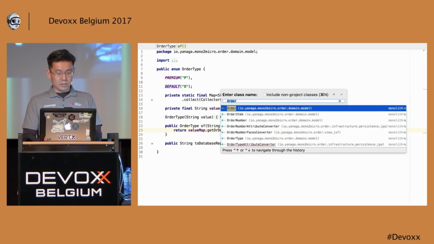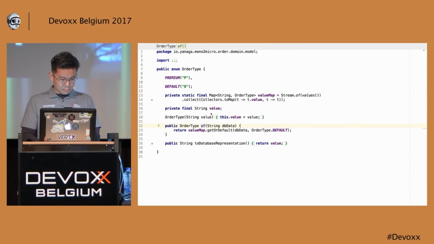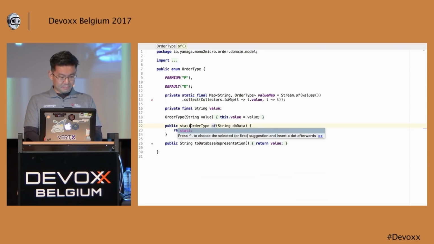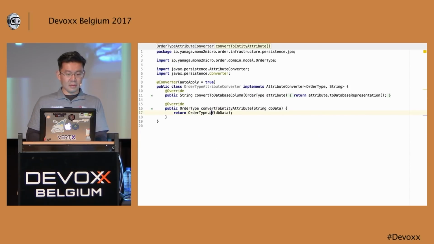So if I get back here to my attribute converter, order type of string. What's the issue? Static. It needs to be a factory method, okay? Now it's working properly, and I think that's a proper way for you to be handling enums.